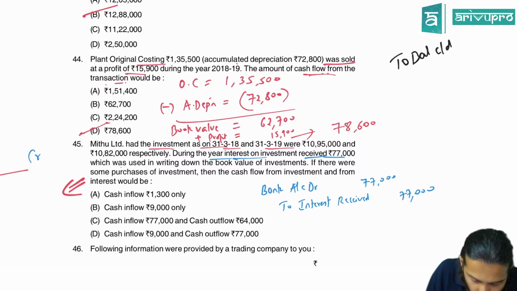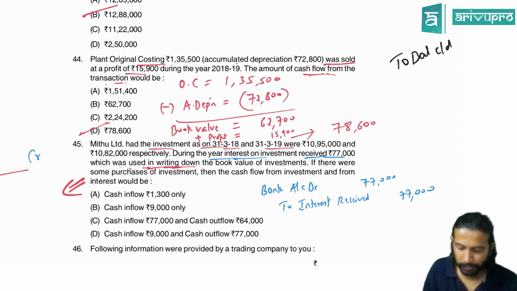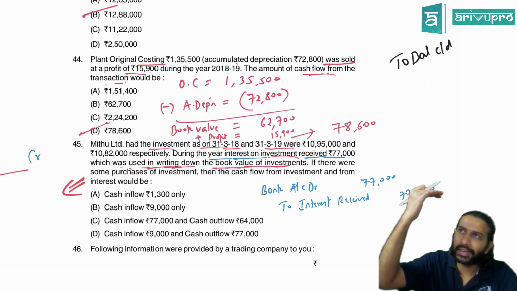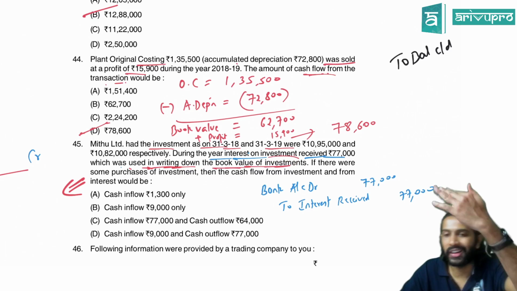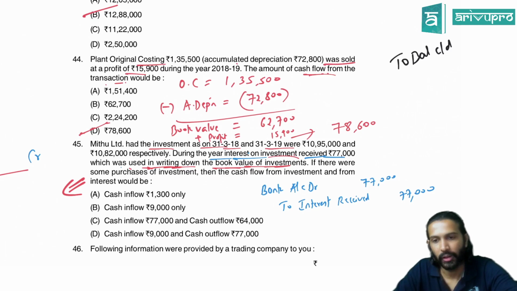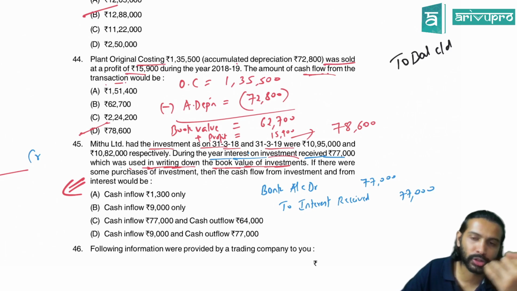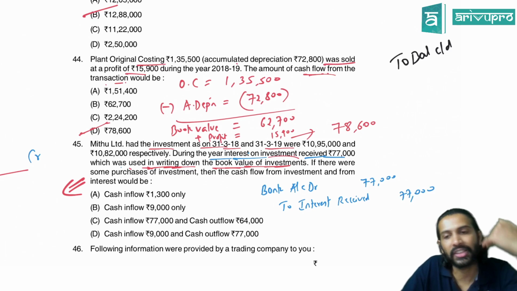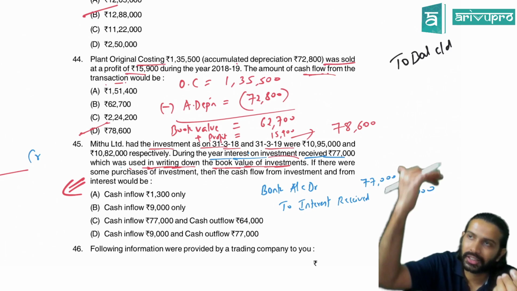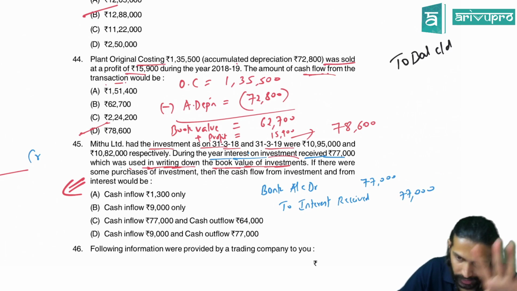Which was used in writing down the book value of investment. You have written off or written down the book value of investment. Writing down means in accounts you are reducing the value of assets. For assets, instead of saying asset value has been reduced, we use the term written down. If they're saying asset value written down, what they are trying to say is asset ka value has been reduced. That's what they're trying to say.